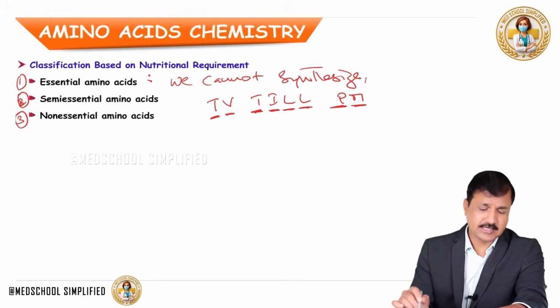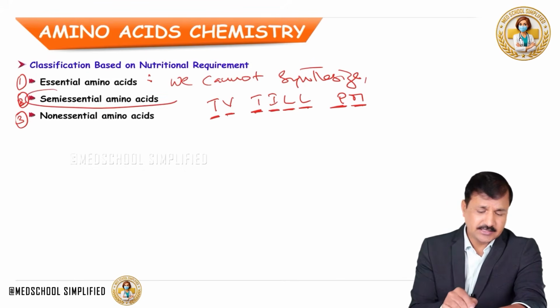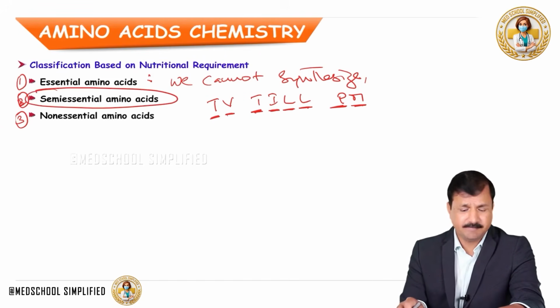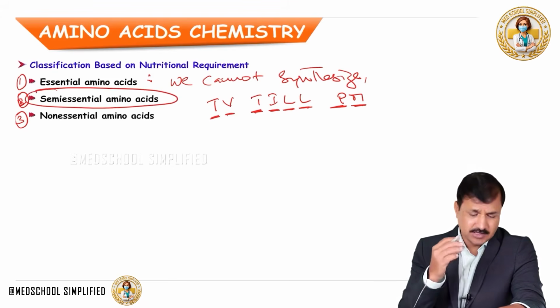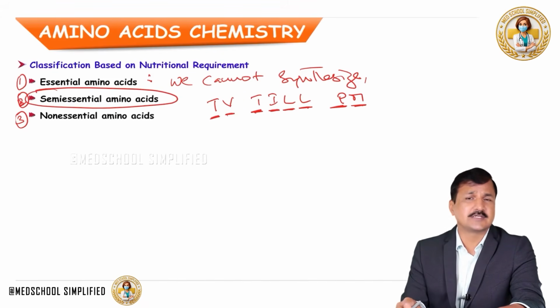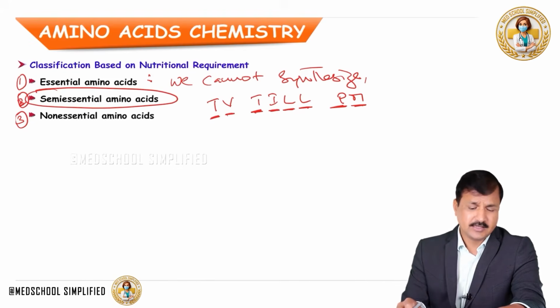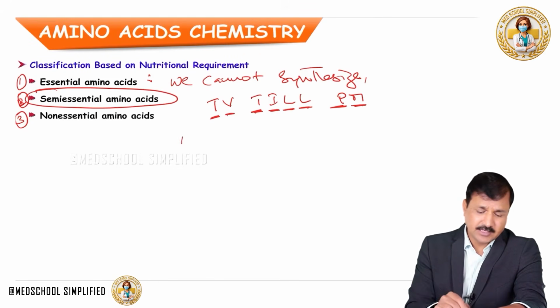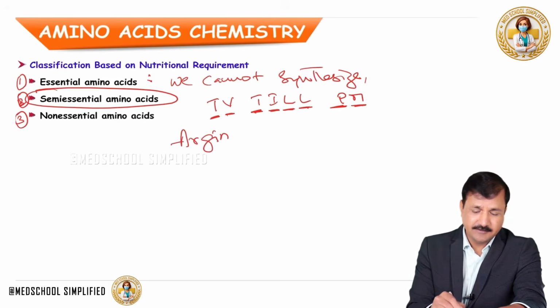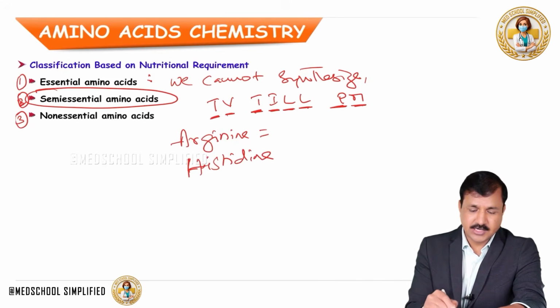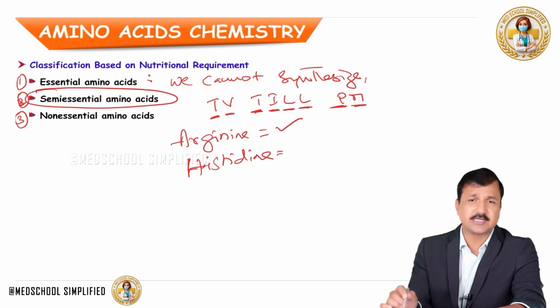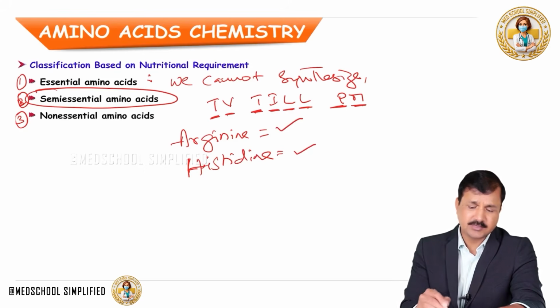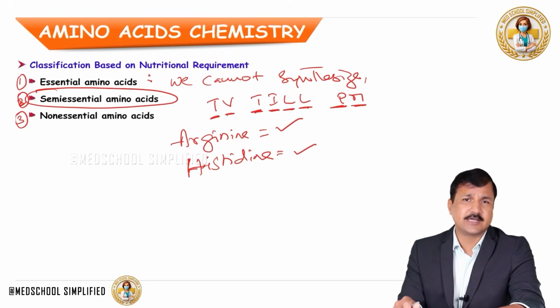Now what are semi-essential amino acids? Semi-essential amino acids are the ones that are needed in smaller quantities because some of the quantity of these amino acids is synthesized in our body. Example for semi-essential amino acids, we have two of them: arginine and histidine. Both arginine and histidine are referred to as semi-essential amino acids. Arginine is the most semi-essential amino acid and histidine is partly semi-essential.